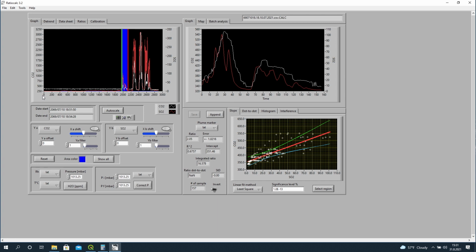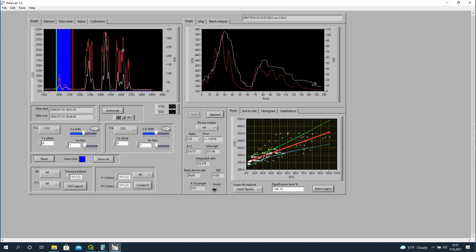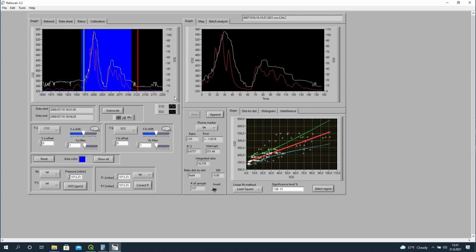And so what I'm going to do is change the axis here to make it easier. So I'm going to change this to 1850. And we don't want to look at this area where it's such high value, so I'm going to move this to 2200. Okay, so now we've got the region higher up.